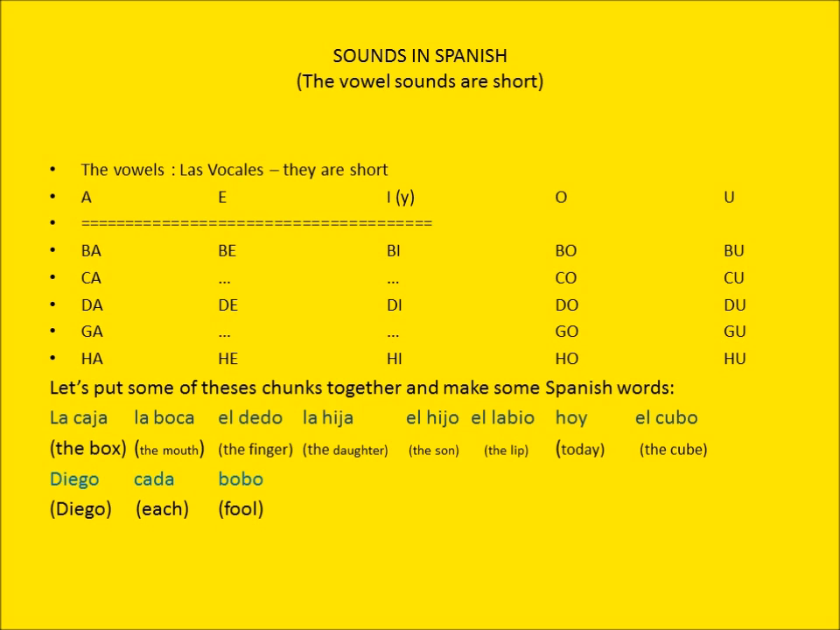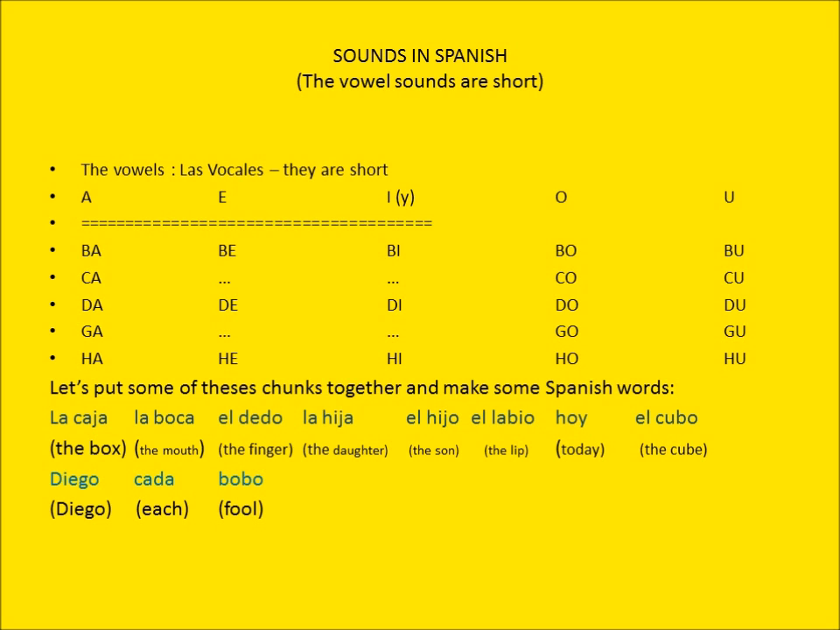Let's put some of these chunks together and make some Spanish words. The first one is la caja, then la boca, el dedo, la hija, el hijo, el labio, el cubo, Diego, cada, bobo.